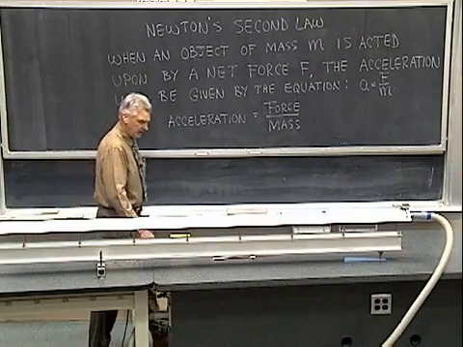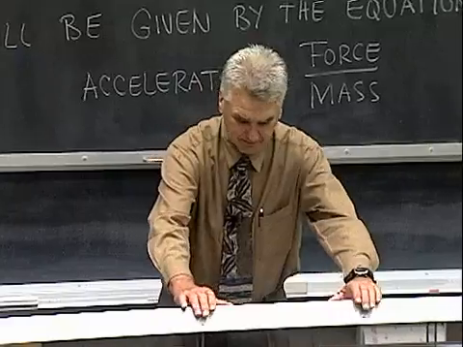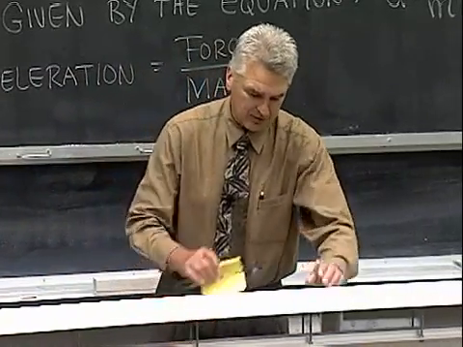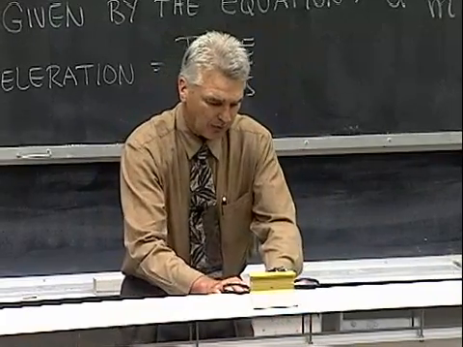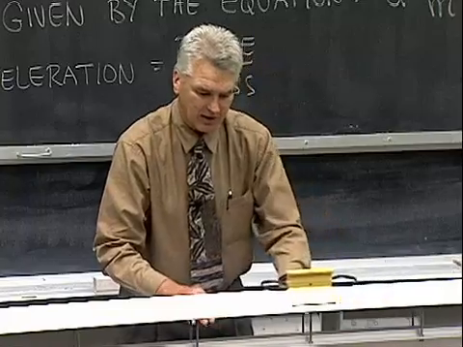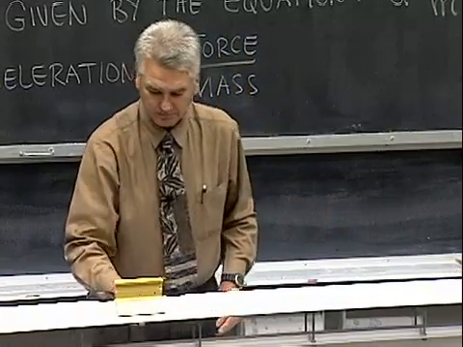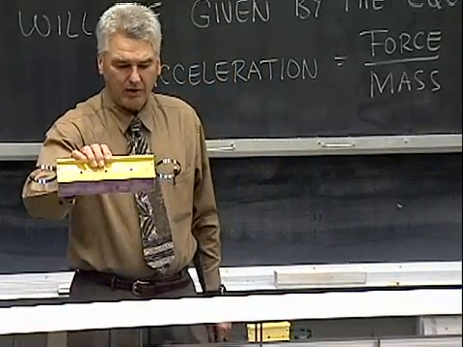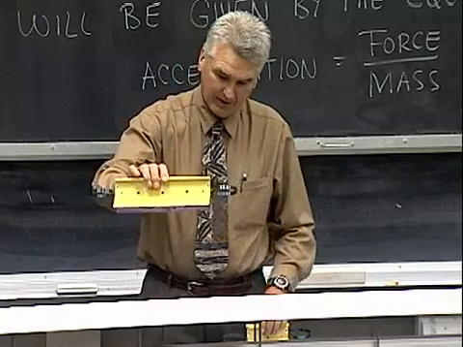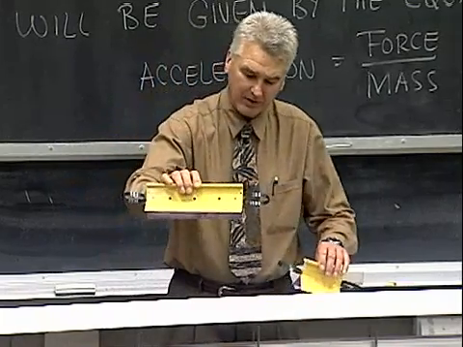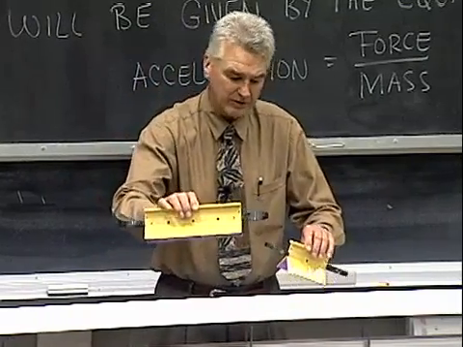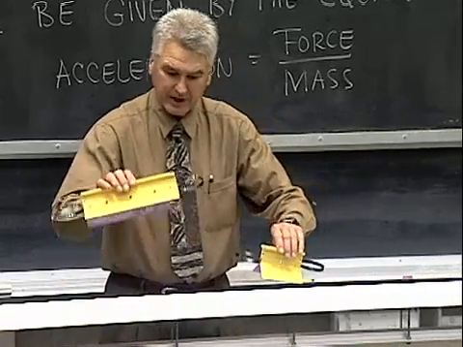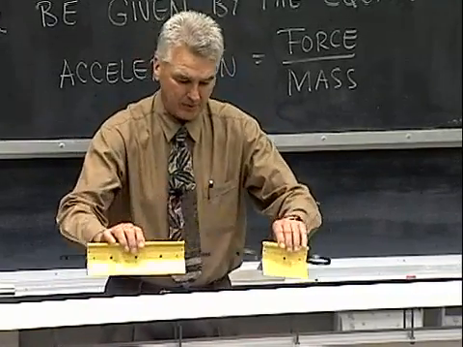Now we can demonstrate that with the help of this air track, which is essentially a track with air coming out through some holes to allow for support of this car so the car can slide along in a frictionless manner. So here I have two cars. We'll call the mass of this larger car 2 units of mass, and the smaller car 1 unit of mass. This has essentially twice the mass of this one.